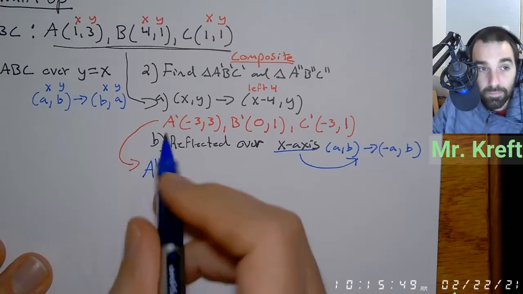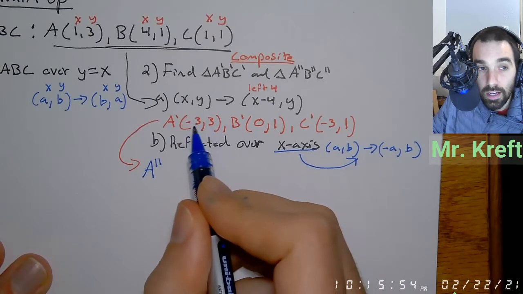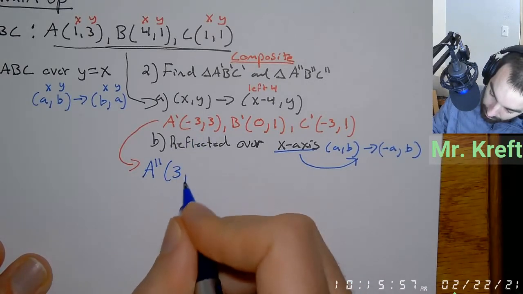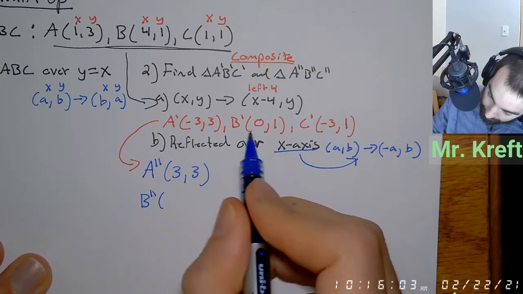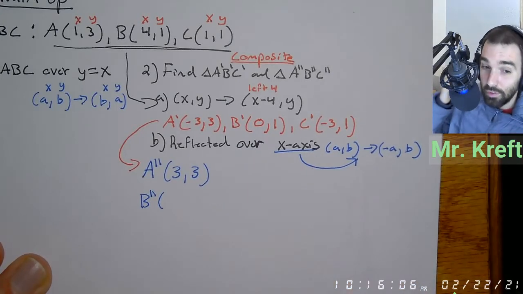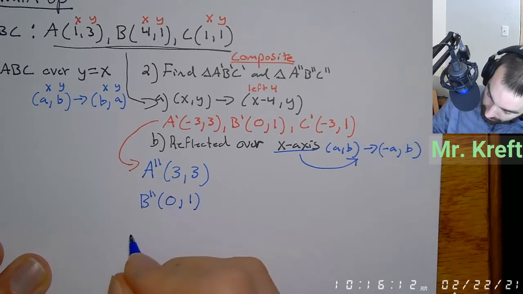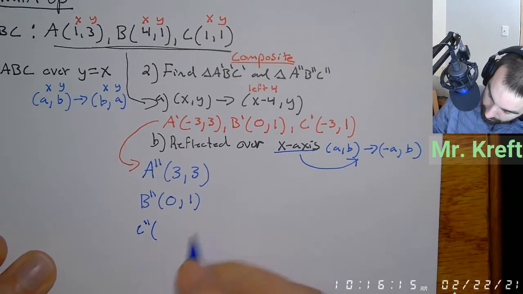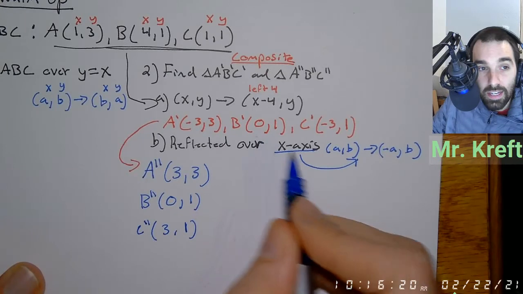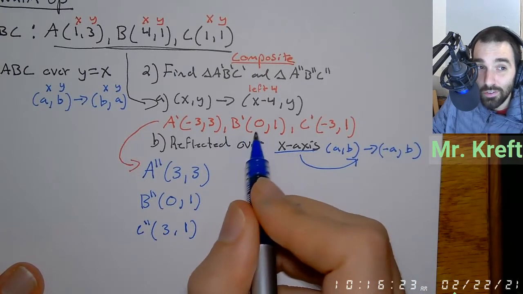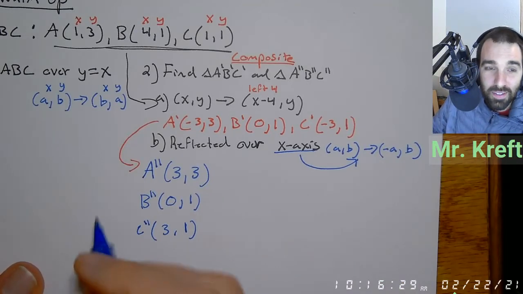Okay, so my A double prime, I'm going to take my x value and I'm going to change the sign. So the opposite of negative is positive and the y is going to stay the same. And then for B double prime, I change the sign. Well, it's 0, so we can't really change the sign of 0. So that's just going to be 0, and then 1. And then I have C double prime, and that's going to be 3, 1. Okay. And also remember that if we're reflecting over the x-axis, if x is 0, it's on the x-axis. Kind of cool, right?